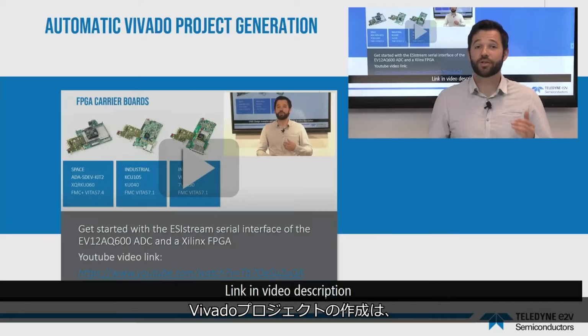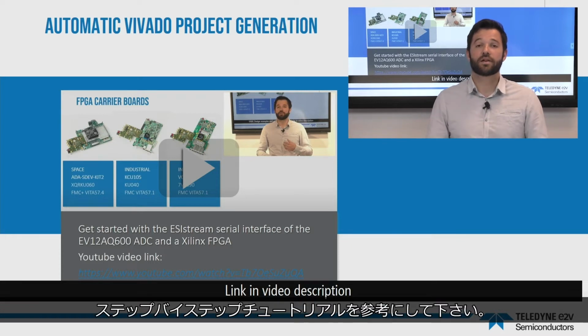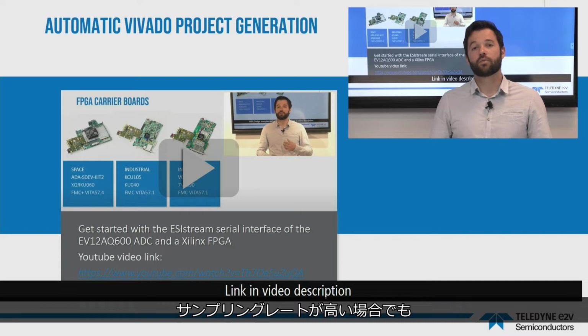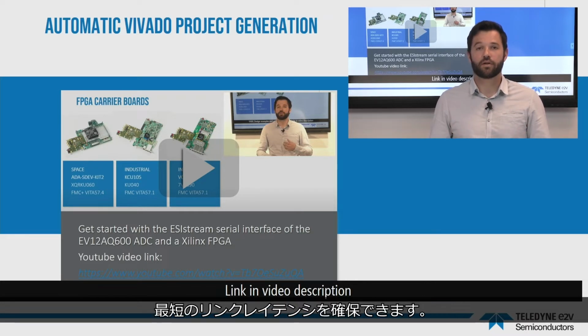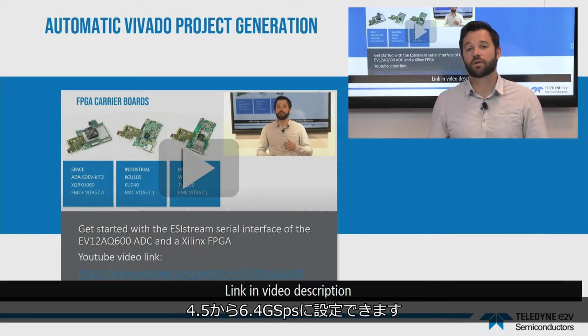To create the Vivado project, please check the step-by-step tutorial video, selecting the 32-bit TCL script to get the shortest link latency when working at a high sampling rate. For instance, in one-channel mode between 4.5 and 6.4 gigasamples per second.